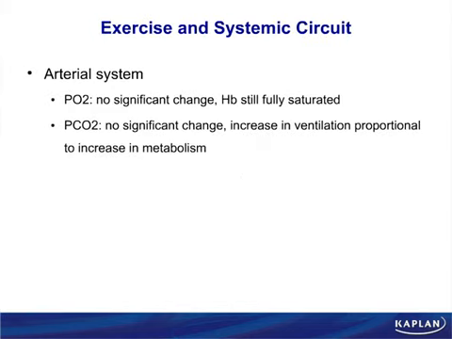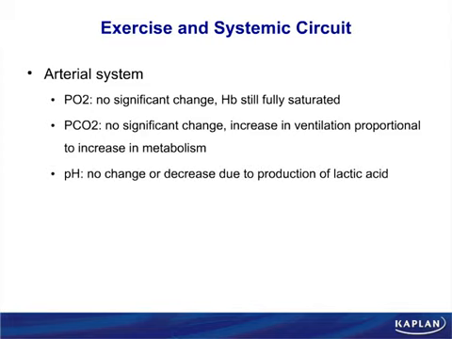All right, some things to think about and know for Step 1 related to exercise. The arterial system: in general, PO2 is fine. Hemoglobin is fully saturated. PCO2 is usually fine, doesn't usually change a lot, which means that the increase in ventilation is proportional to the increase in metabolism. You might see CO2 starting to sneak down as you go to higher and higher levels, but it's not going to go up. If anything, it's going to go down, and there is a tendency for it to go down as you approach max. But what this says is we're maintaining PO2 and PCO2, so the lungs are doing their job in exercise.